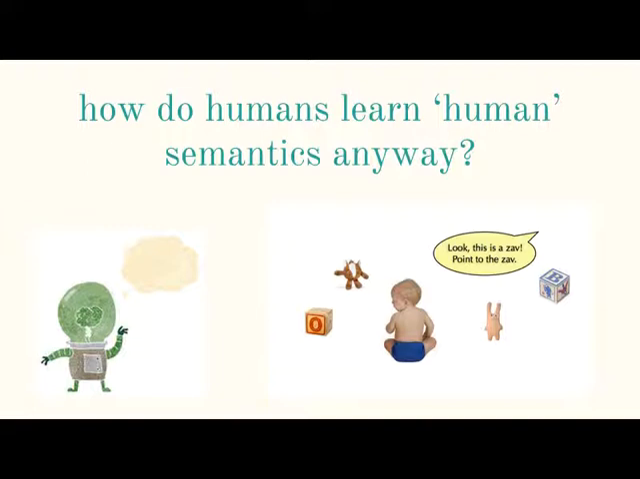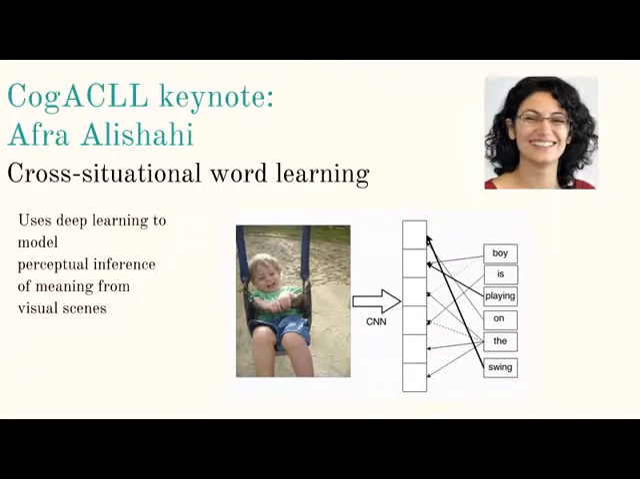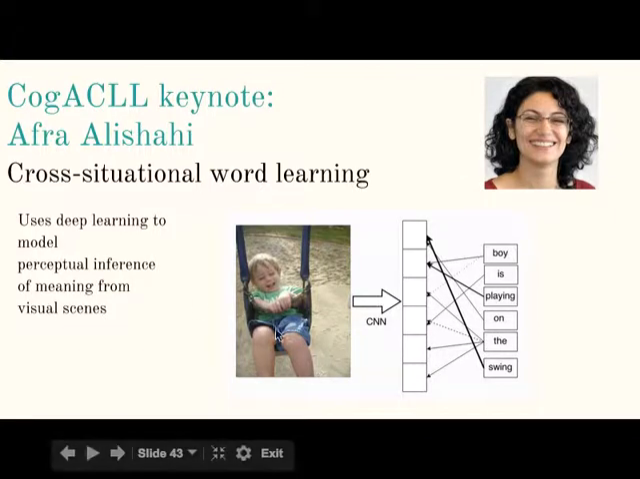The real world of children is this giant multi-featured scene, and whenever somebody is talking to them about some part of that scene, they really have no way of knowing which part they're talking about. This was the topic of the keynote for the cognitive science speaker, Afra Alishahi. Her talk was quite good, and covered cross-situational learning, word learning, using deep learning modeling, the impressive stuff we saw before, to figure out the elements of meaning in visual scenes.